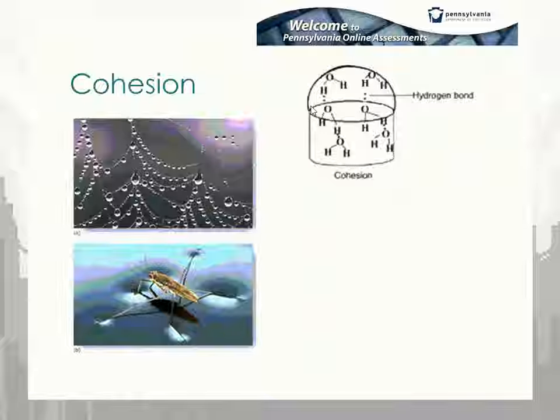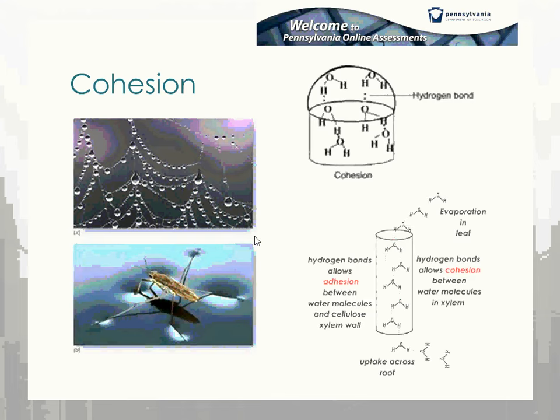With cohesion, we have this nice little dome or this bubble here trying to show you that the hydrogen bonds help pull the water back onto itself, and that's what creates that beading effect. It's also important in organisms. Here they're showing you the way that water gets from the roots to the very tippy top of the tree is through this cohesion.